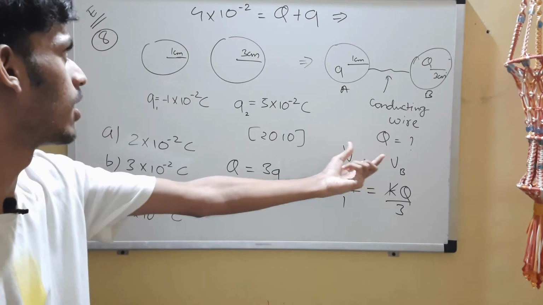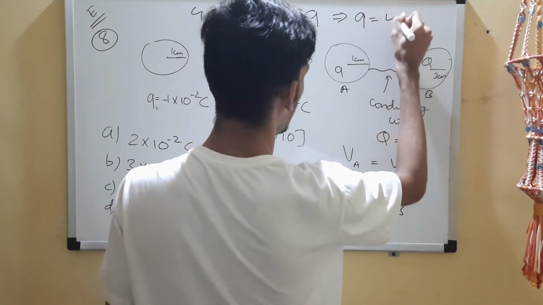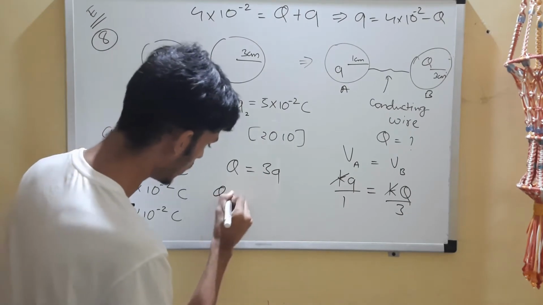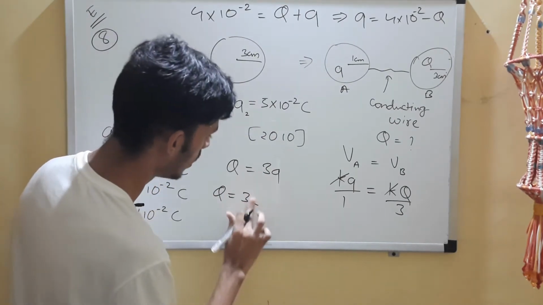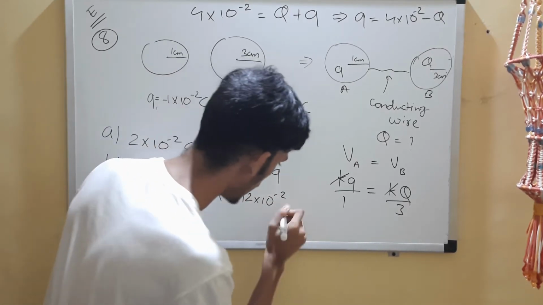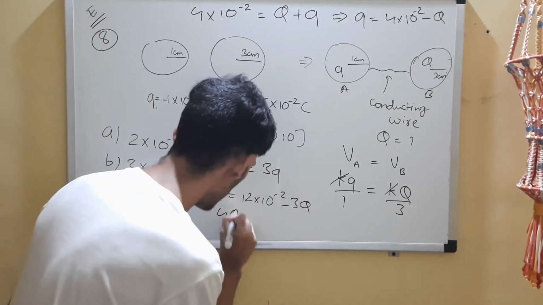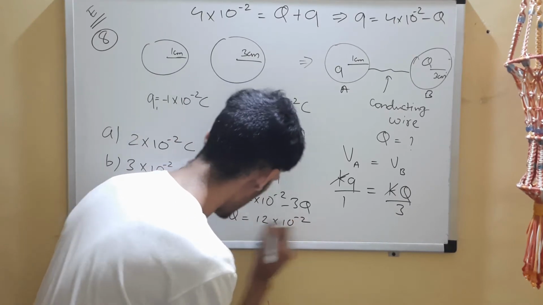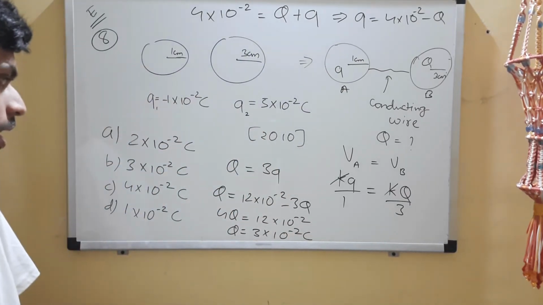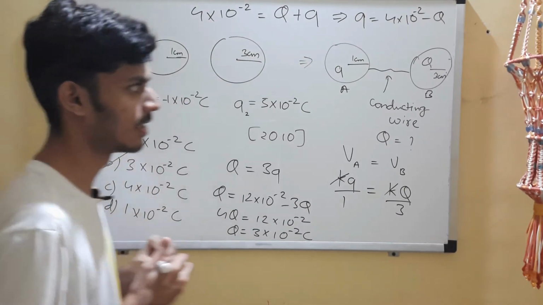Now we want the value of big Q, right? So let's substitute for small q. Small q will be given as 4 into 10 to the power -2 minus this capital Q. Just substitute that over here. So you'll get 3 into 4, which is 12. I'll directly do it: 12 into 10 to the power -2 minus 3 times that one. So 3Q, 4Q will be equal to 12 into 10 to the power -2, and Q will be nothing but 3 into 10 to the power -2 coulombs, right? And this will be the correct answer. Option B is the correct choice over here.